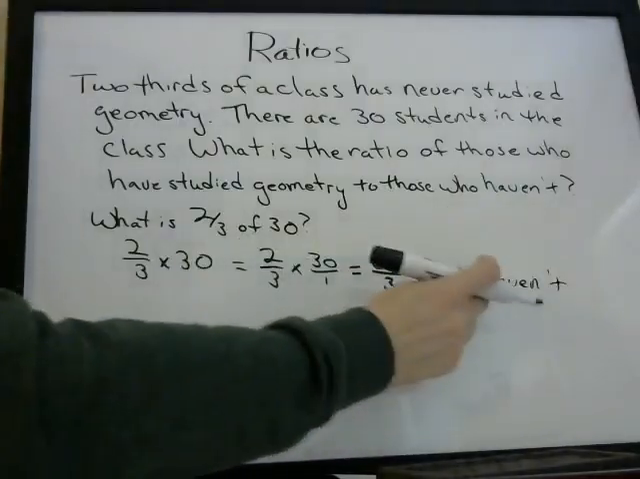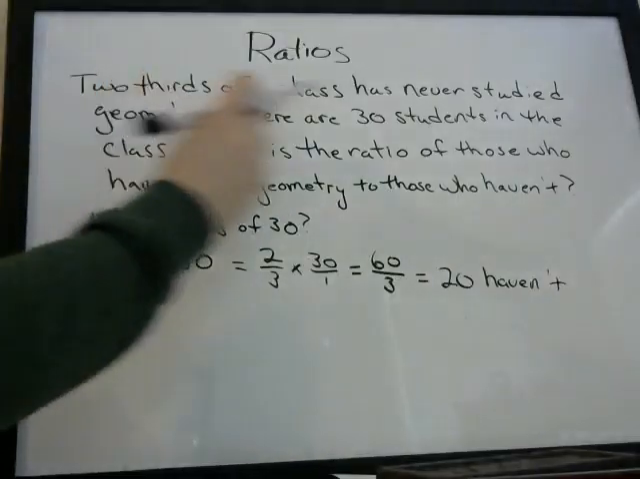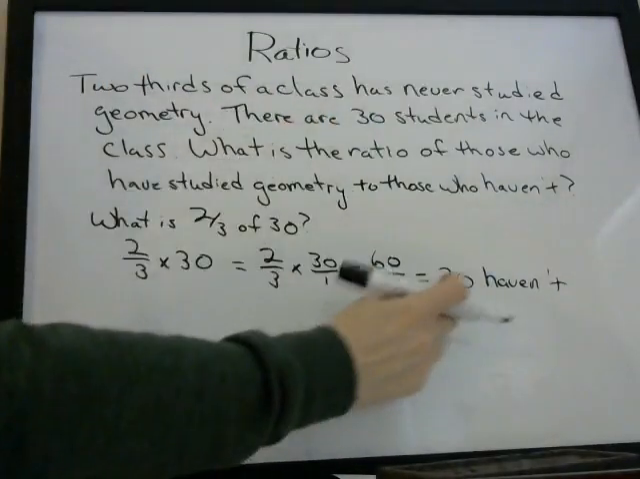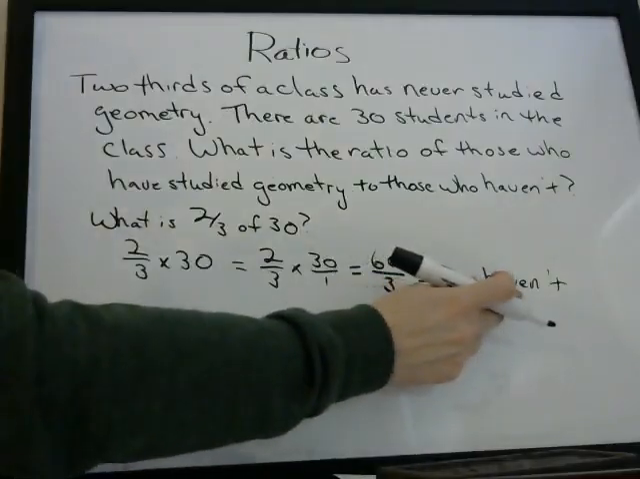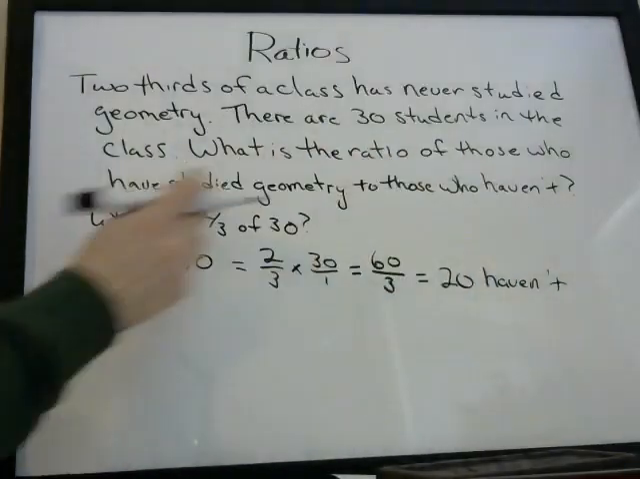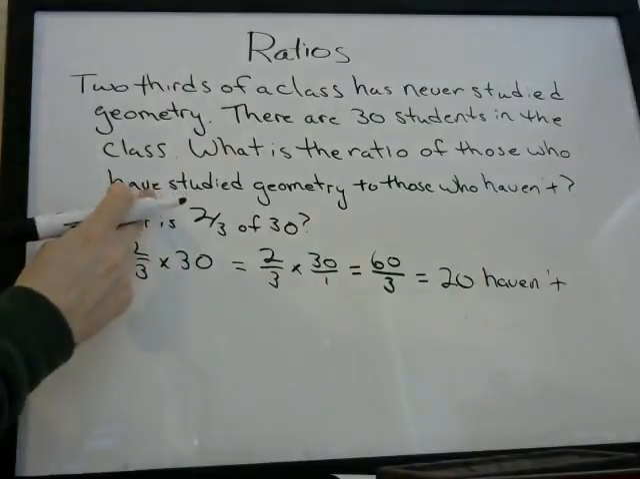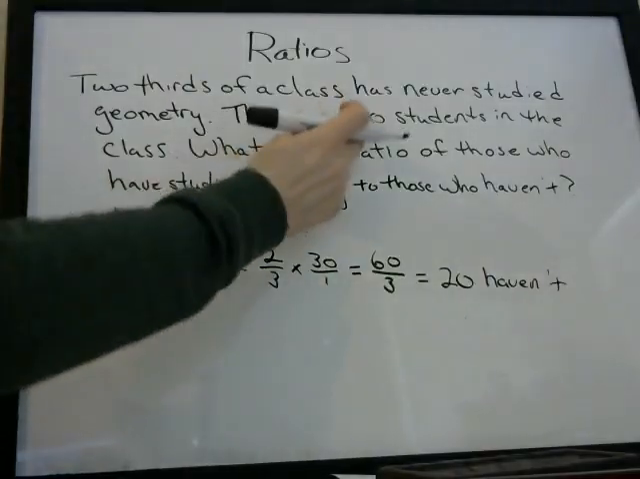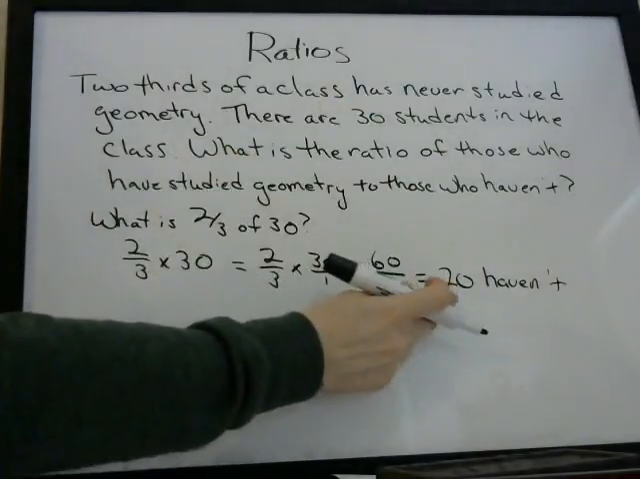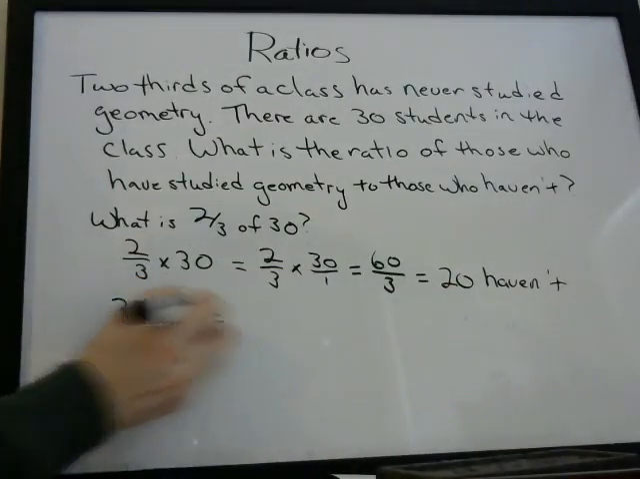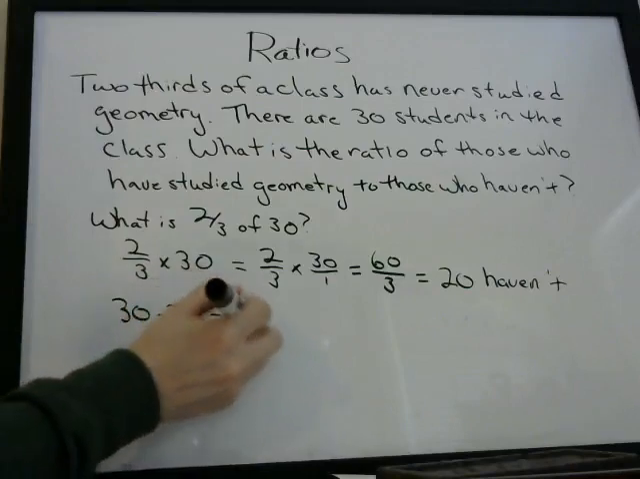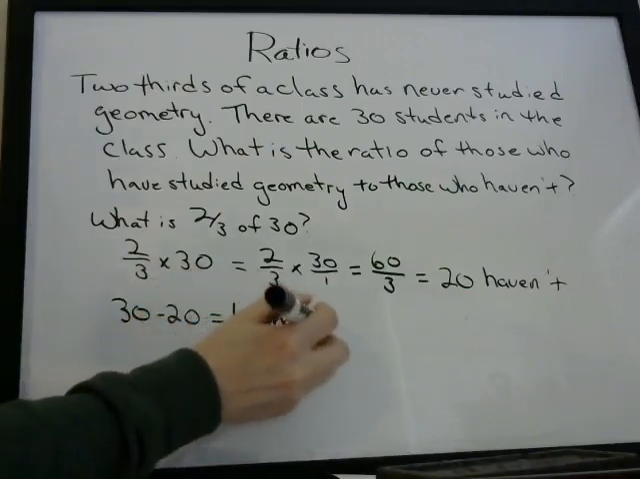So 20 students haven't, right? Because it's 2/3 of the 30 have never studied. So 2/3 of 30 is 20 students. So 20 students haven't. How do we figure out how many have studied? Well, if there are 30 students, 20 of them haven't. How do we figure out how many that have? Well, how many are left? 30 minus 20 equals 10 students have.